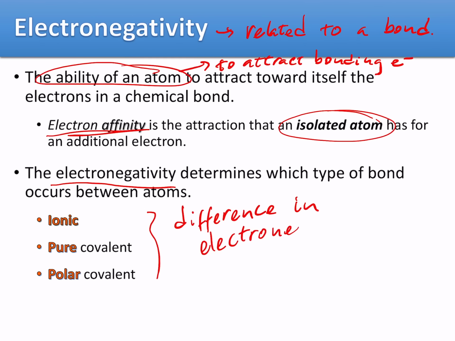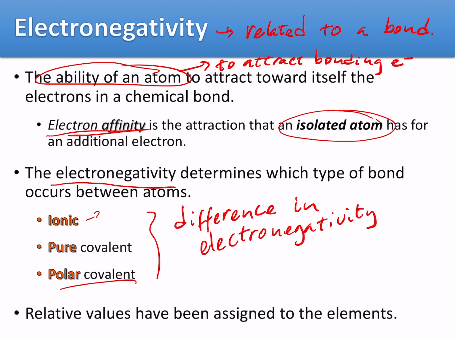So a difference in electronegativity gives you different abilities to pull those electrons toward yourself. An ionic bond forms when the difference in electronegativity is really large. A pure covalent bond forms when the difference in electronegativity is practically zero. And the polar covalent bond is when it's somewhere in between. So we're gonna explore that in more detail.